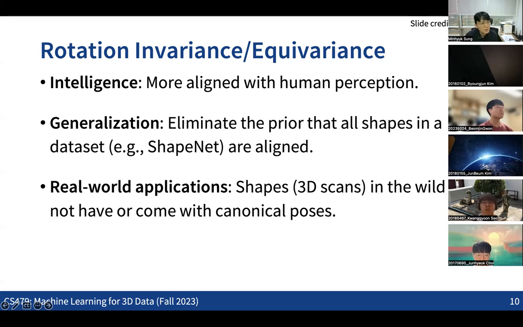So how can we achieve rotation invariance and equivariance with a neural network? Let's think about an easier way without making any modification to the given neural network. How can we achieve this? Do you have any ideas for this? Let's think about that.